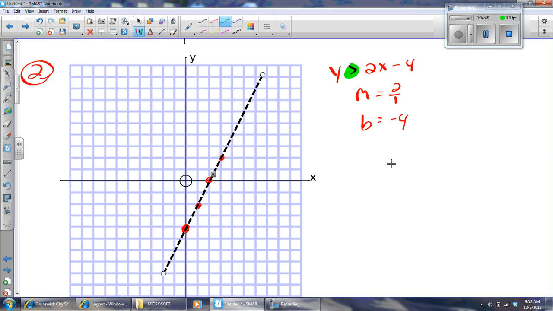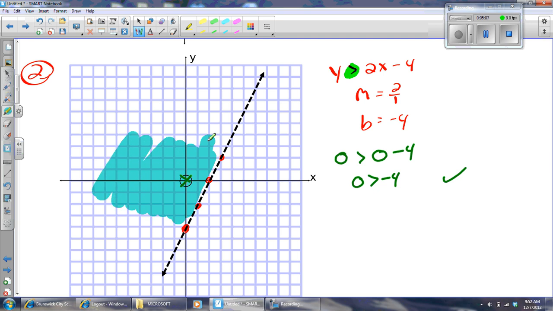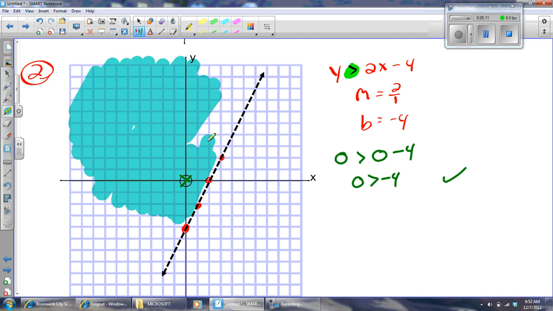Now I'm going to plug 0 in for x and 0 in for y and see if I get a true statement. There's my test point right there. Is 0 greater than negative 4? It is. So in this case, I will also shade above the line. And you don't have to shade it exactly perfect as long as you make it clear what you're doing.